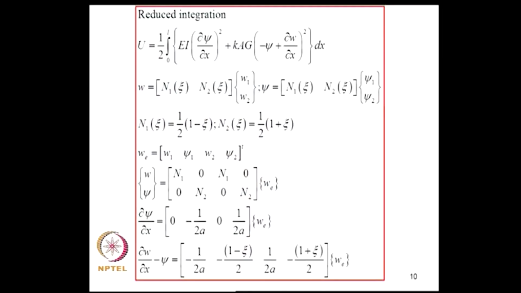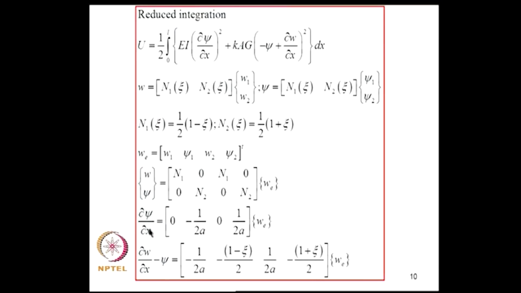But on the other hand, suppose we start with the argument that psi and W are the field variables, and the highest order of the derivative present in the integrand of the variational formulation is 1. Therefore, I am at liberty to use linear interpolation for both W and psi. So, W is interpolated like this and psi is interpolated like this, where N1, N2 are linear functions as shown here. Now, the element nodal degrees of freedom will be W1, psi 1, W2, psi 2, and they can be assembled in terms of this N matrix and the nodal values as shown here.